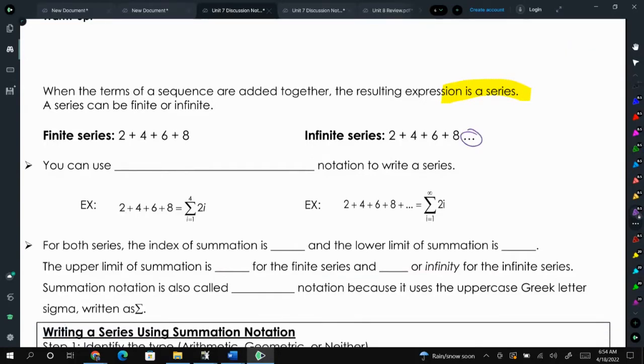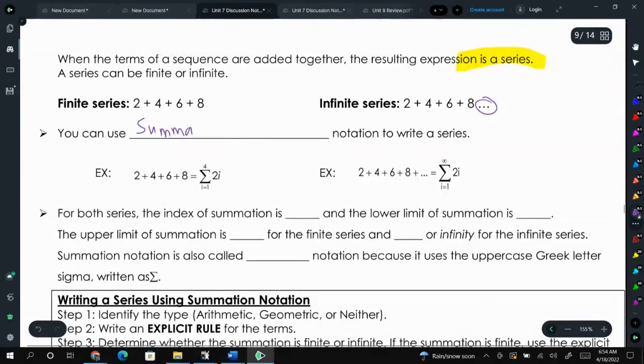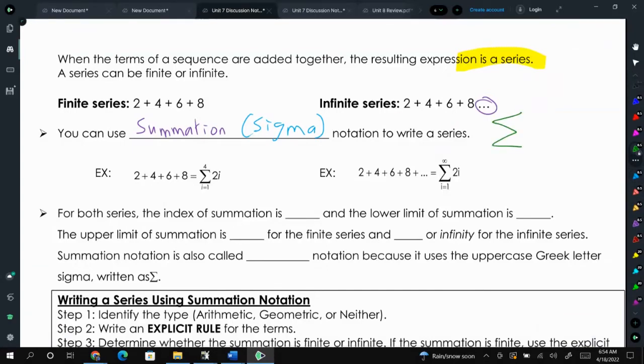You can use what's called summation notation, also called sigma notation. And what sigma is, basically think of it as a sideways M. This symbol down here, that is the capital letter sigma, and that's how we notate that we are taking the sum.